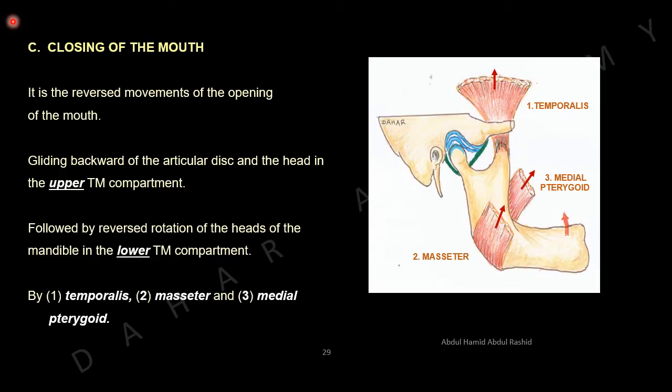C. Closing of the mouth. It is the reverse movements of the opening of the mouth: gliding backwards of the articular disc and the head in the upper TM compartment, followed by reverse rotation of the head of the mandible in the lower TM compartment. They are done by 1. temporalis muscles, 2. masseter muscles, and 3. medial pterygoid muscles.